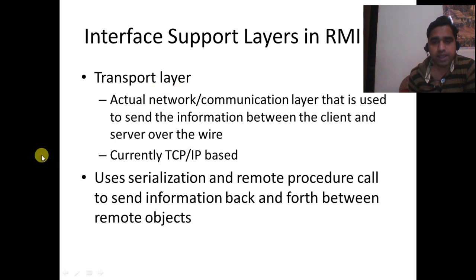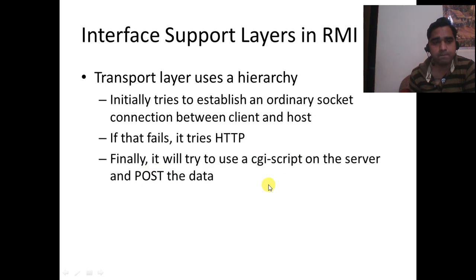Now we have a transport layer. Any communication between client and the server is made through the transport layer through certain protocols. For example, we are using transmission control protocol, internet protocol in between client and the server. Also it uses serialization for scheduling of different messages transmitted, and remote procedure call to send information back and forth between remote objects, because as soon as the results are generated through the server, these are again retrieved at the client end. So for this they may use the RPC also.